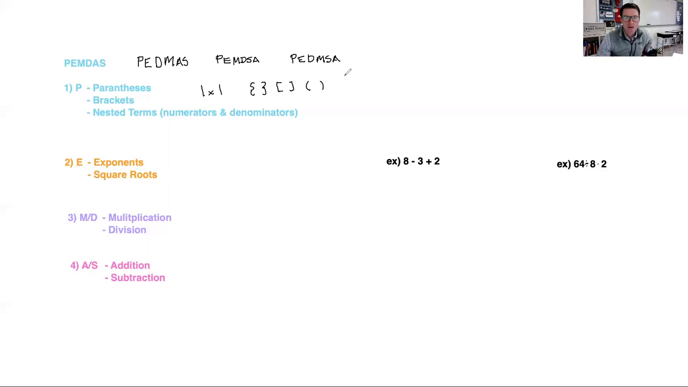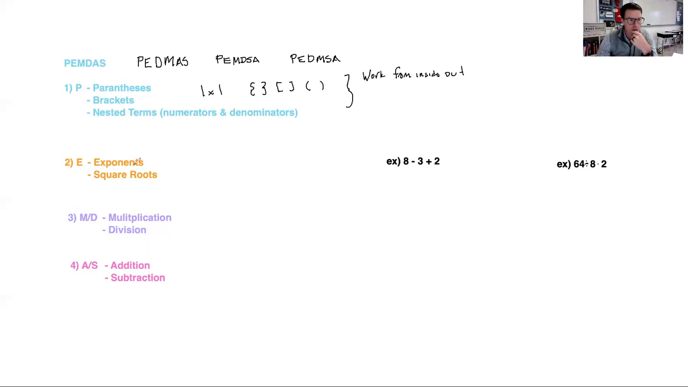So when I have these, I also need to make sure that I work from inside out. Okay, work from inside out. All right, so that's P, that's number one. So if any problem has a grouping symbol, they need to be accounted for first. I'm working from inside out.